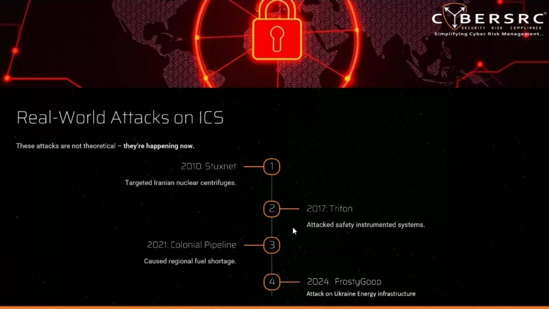So, what was the impact? It secretly manipulated centrifuge speeds to cause physical degradation and failure, while hiding the sabotage from the plant operator through manipulated HMI readouts. So basically, the field device, the centrifuge, was affected, but on the HMI, fake data was shown to ensure that the operator is not aware of this incident. And because of this, there was a failure in the ICS operations.